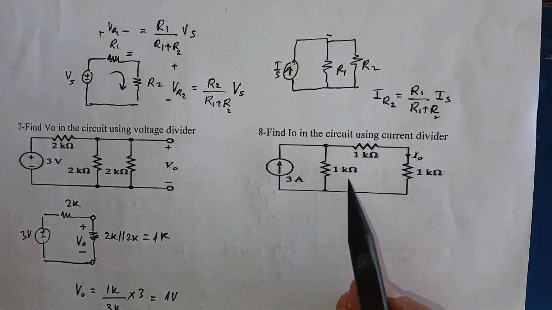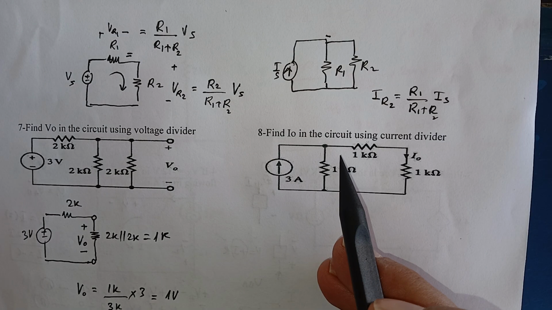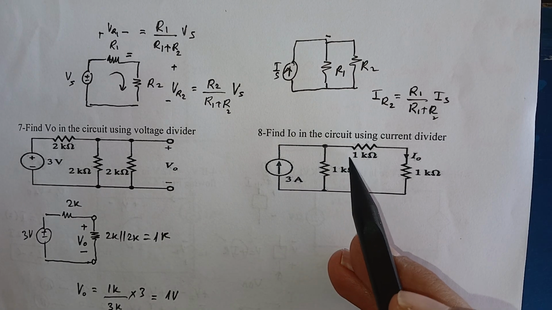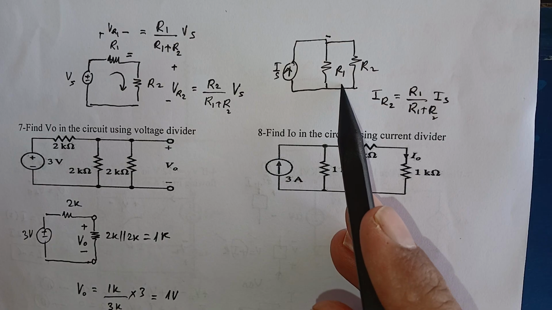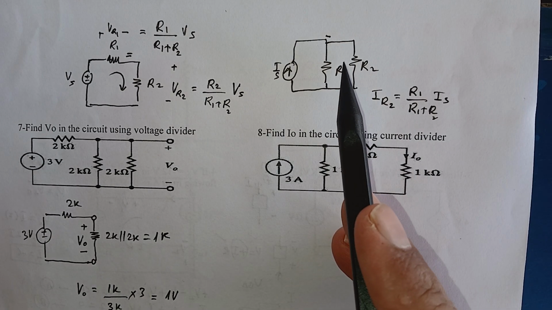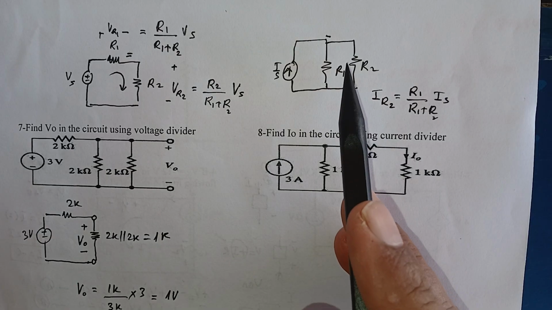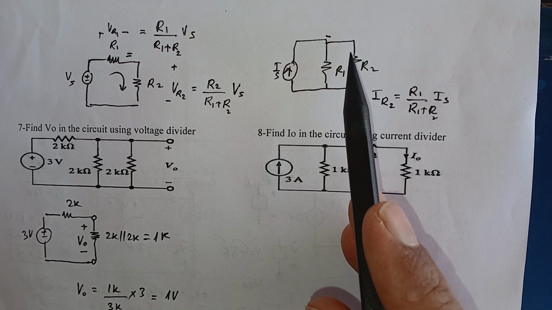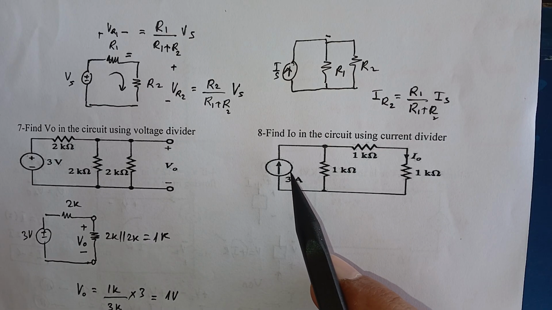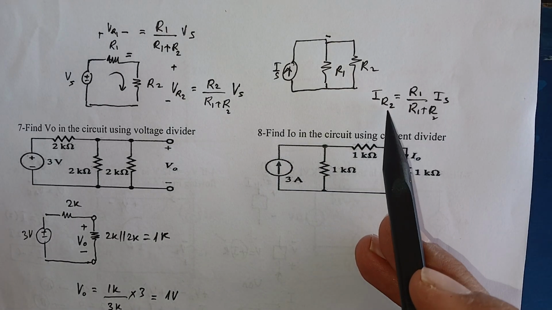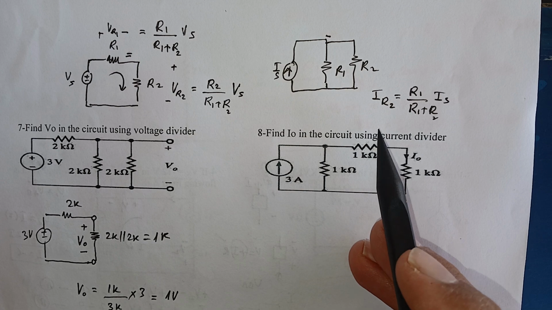So now let's come to the actual problem. This is similar to the circuit from which the formula is derived. In current divider, we don't need to find the voltage across any element. We don't need that, and we can directly find the currents in the other branches, or even in one of these branches, just by current divider.